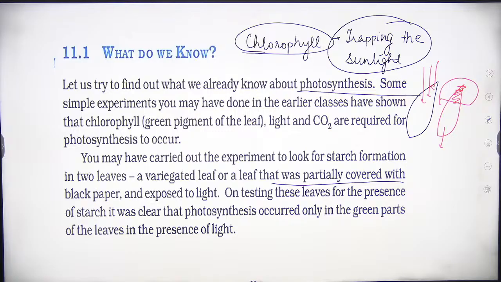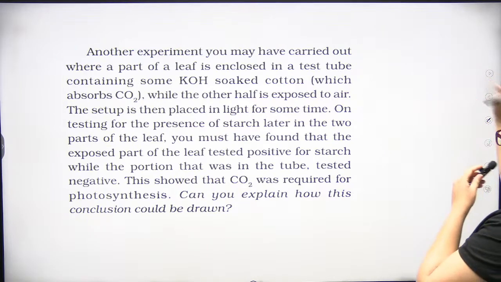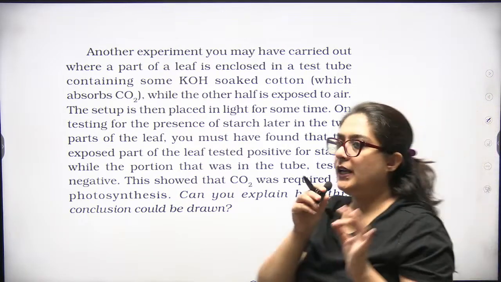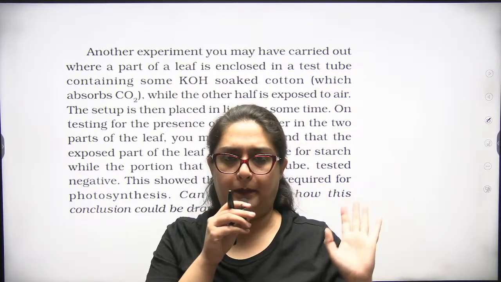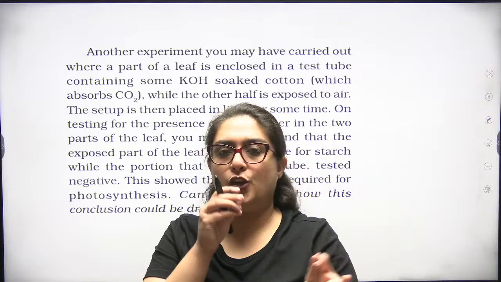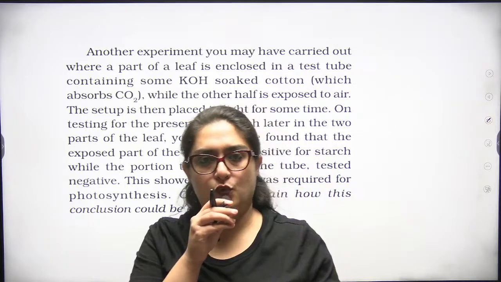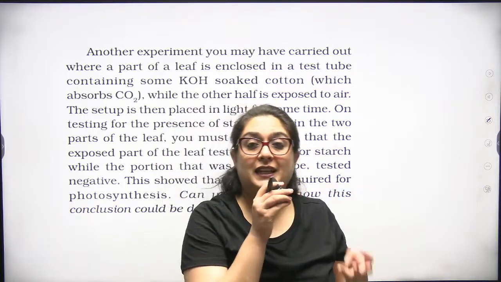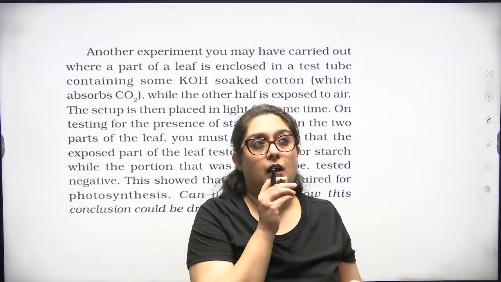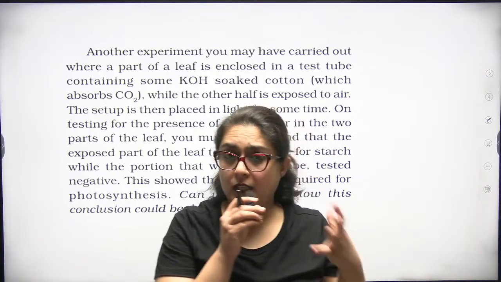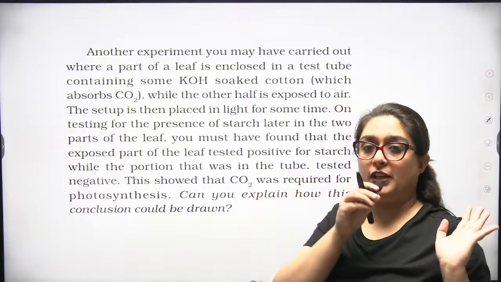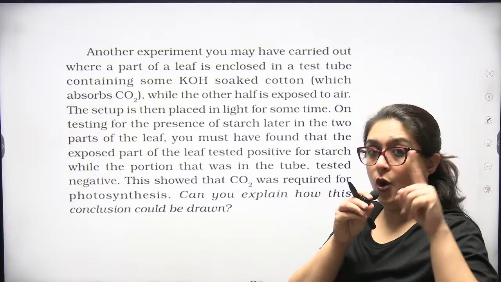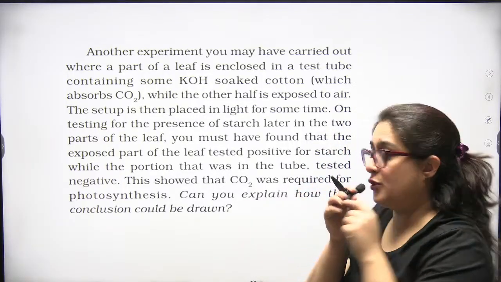Now that means to carry out photosynthesis, mandatory things should be present on the substrate side: inorganic material CO2, H2O, then sunlight, chlorophyll. These things should be present. Then only oxygen will be released and organic food will be manufactured.